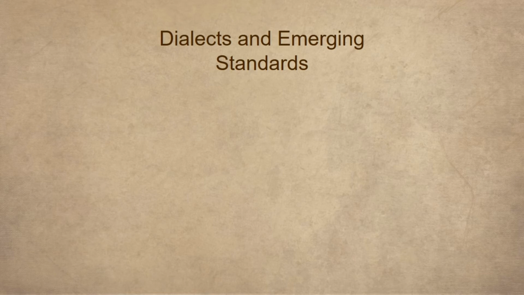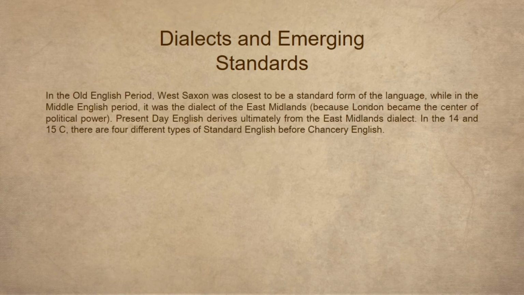Dialects and emerging standards. In the Old English period, West Saxon was closest to being a standard form of the language, while in the Middle English period, it was the dialect of the East Midlands, because London became the center of political power. Present-day English derives ultimately from the East Midlands dialect. In the 14th and 15th century, there were 4 different types of Standard English before Chancery English.